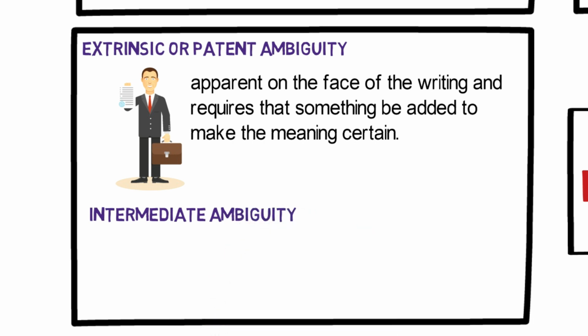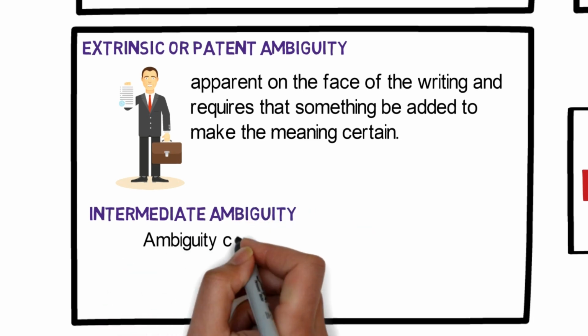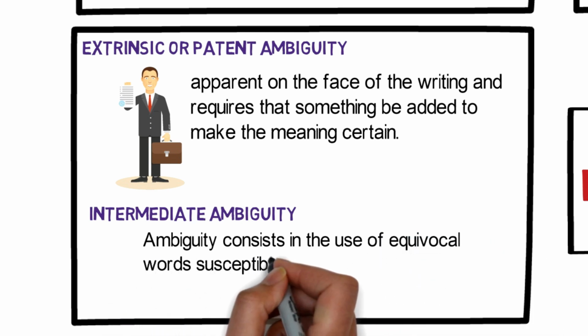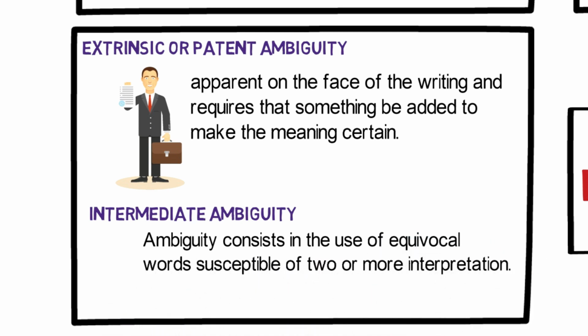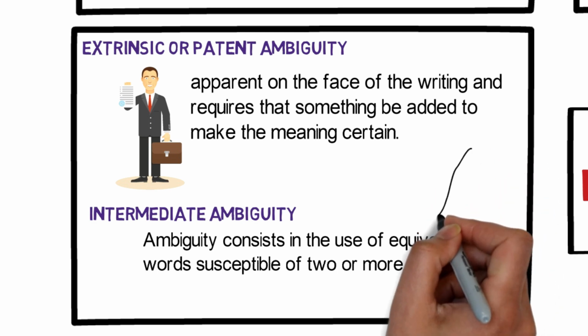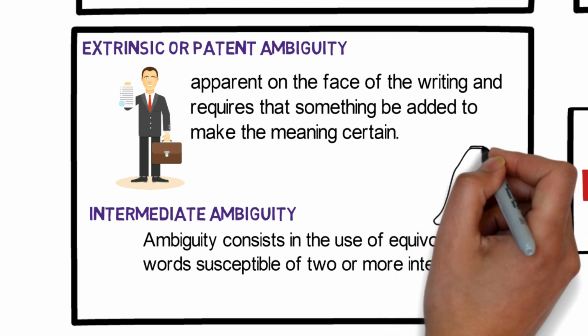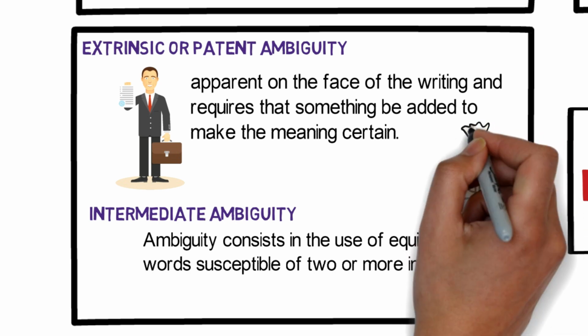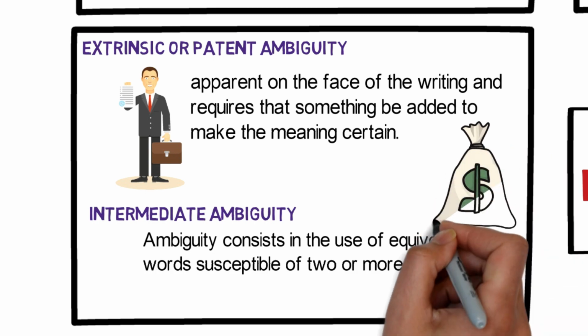Intermediate ambiguity. It is where the ambiguity consists in the use of equivocal words, susceptible of 2 or more interpretation. It is curable by evidence aliunde. Parole evidence is admissible to ascertain which sense or meaning or interpretation was intended by the parties. For example, the written agreement stated that the currency that shall be used in paying is dollar. So what dollar are you referring to?